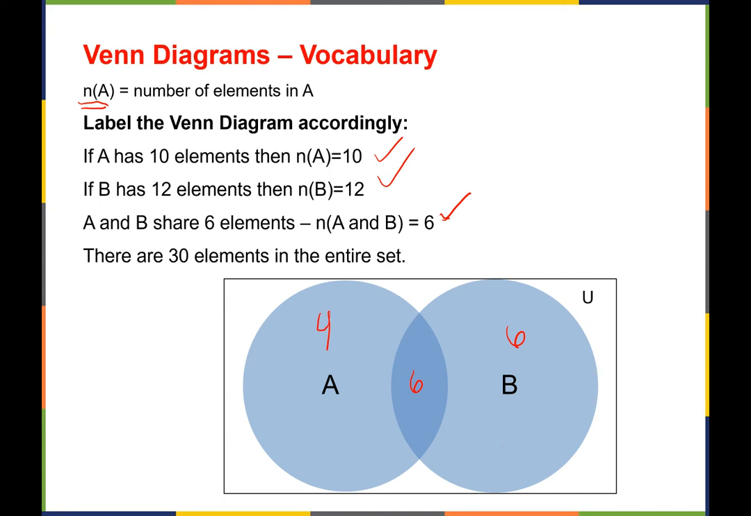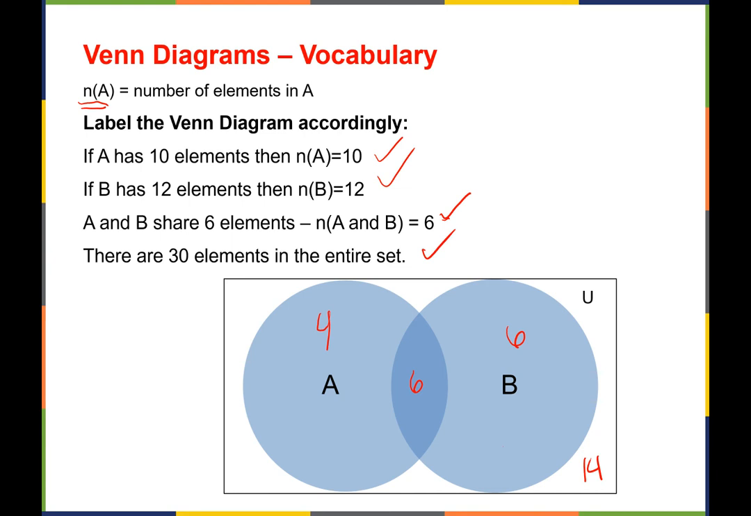Finally, it tells us there are 30 elements in the entire set. So far we have accounted for 16. So we need to figure out where 14 more are to get to 30. So there must be 14 neither in A nor in B, outside the blue circles in the white area. All right. So this is how you label a Venn diagram with number of elements.